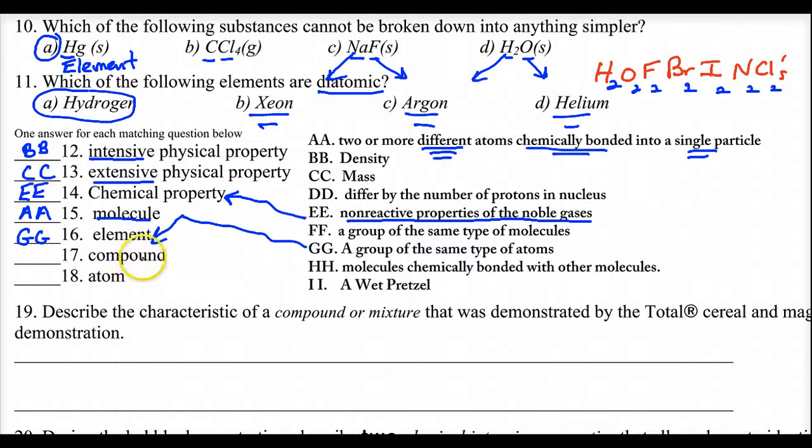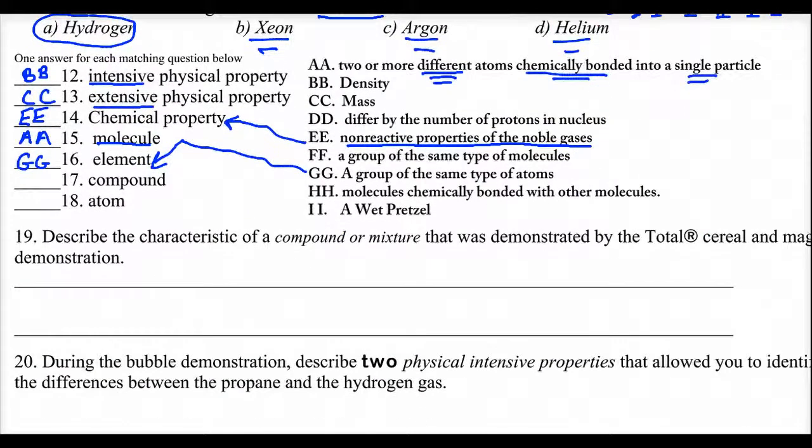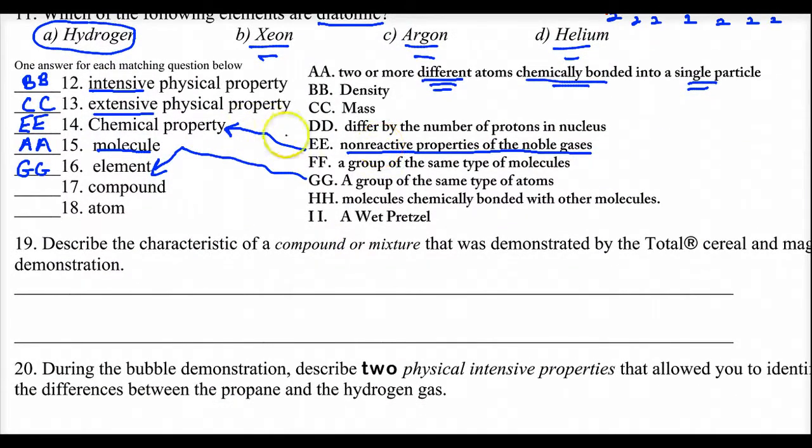A compound is made up of the same molecules, right? We say a compound is made of the same molecules. So that's why the best answer, I think, is a group of the same molecules, FF for 17. However, I will accept AA as well. The reason I'm accepting AA is because it's kind of a definition of a molecule, which makes up a compound. And an atom differs by the number of protons in a nucleus. That's what makes the atoms differ.